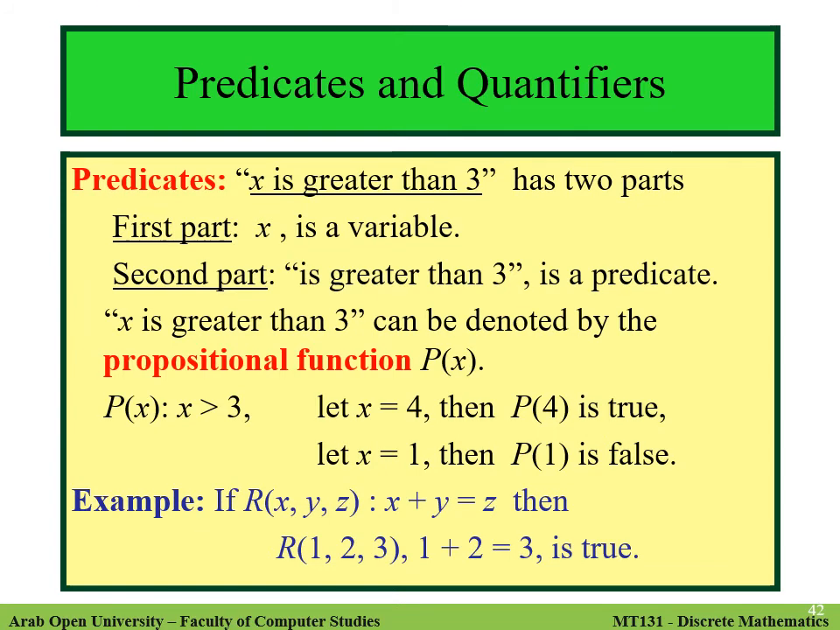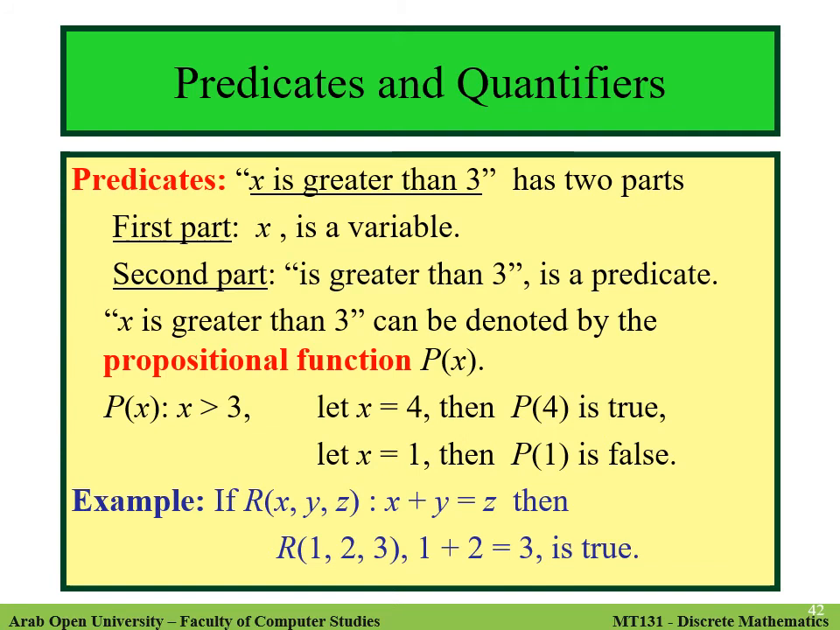For example, for x equal 4, this is P of 4. This is a predicate evaluated at x equal 4. Now the statement becomes 4 is greater than 3, which is a true statement. If I let x equal 1, this is just P of 1, the predicate evaluated at 1 becomes the statement 1 is greater than 3, which is false.